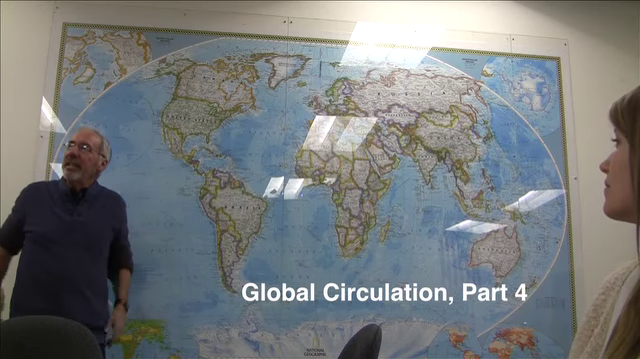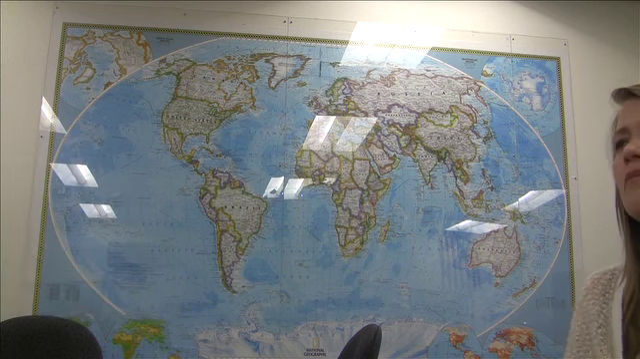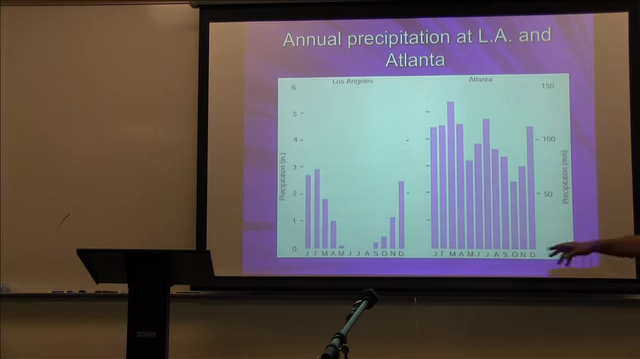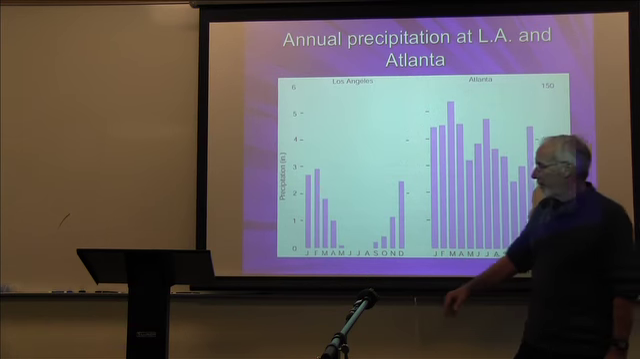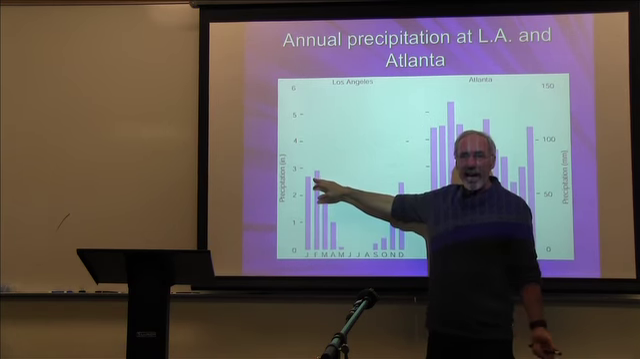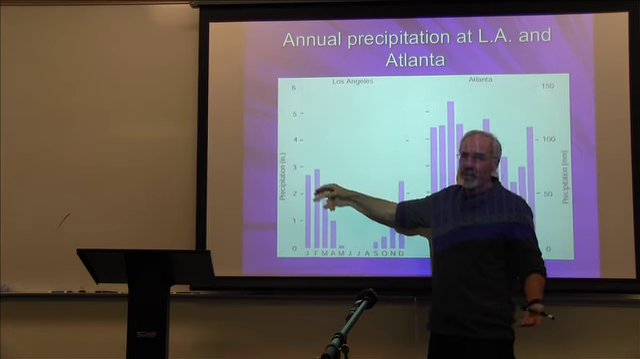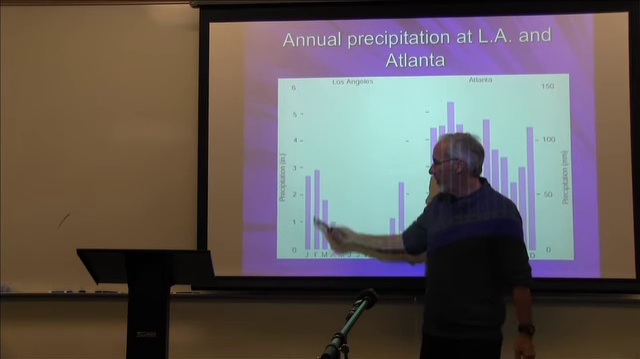What you're looking at is the average annual precipitation at Los Angeles, California, and Atlanta, Georgia. Let me go over just to make sure you know what you're looking at. Here's January, February, March, April, so on and so forth. This bar graph indicates the average amount of precipitation each month, in inches, so you get this idea.